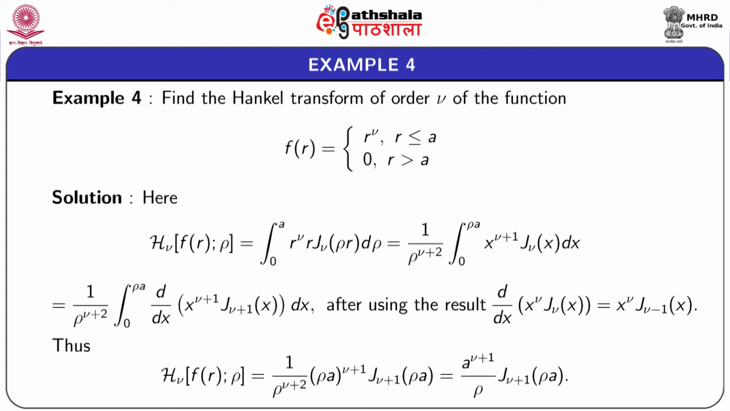This is the result for the Bessel function, that d/dx of x to the power nu J nu x is equal to x to the power nu J nu minus 1 x. We have used this result. So, the Hankel transform of order nu for the function f(r) is equal to 1 by rho to the power nu plus 2 into (rho a) to the power nu plus 1 after evaluating this integral, and that is equal to a to the power nu plus 1 by rho J nu plus 1 rho a.